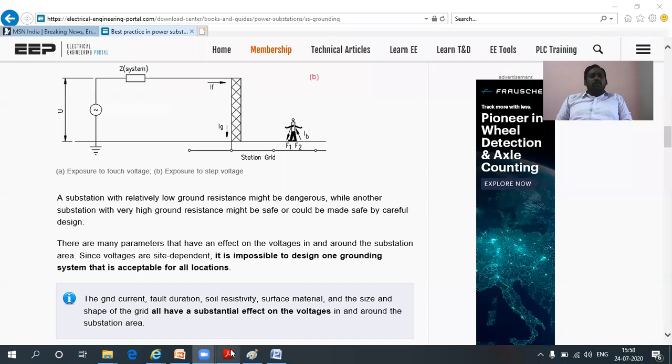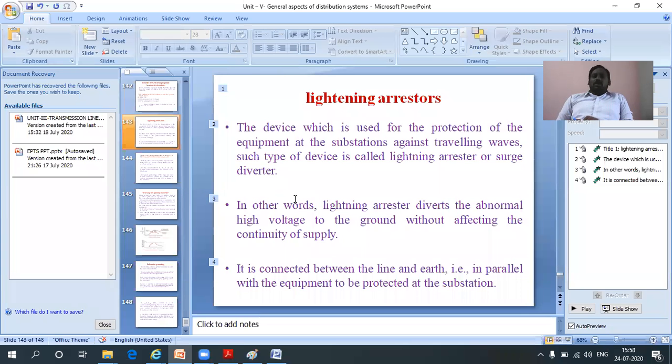So our next concept is lightning arrestor. What is the need of lightning arrestor first? See here, generally during rainy seasons, we have thunderstrokes. Those are natural threats. Due to thunderstrokes, what happens is lakhs of voltage discharged into the earth.